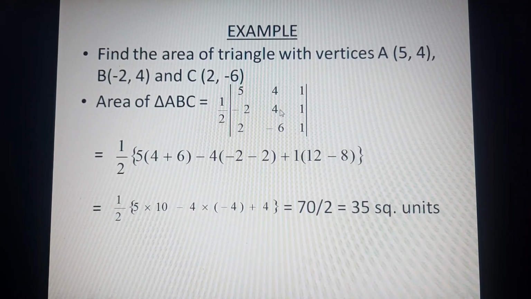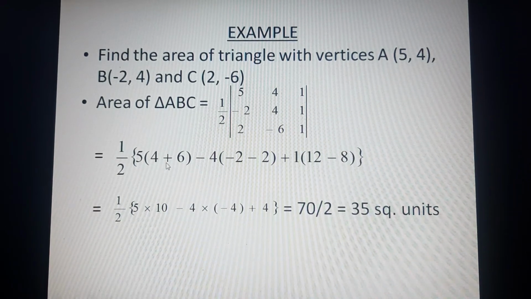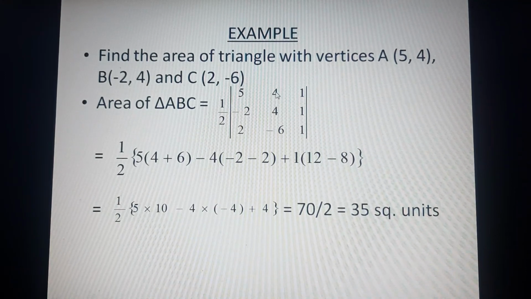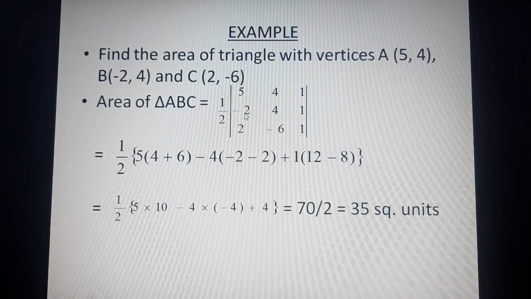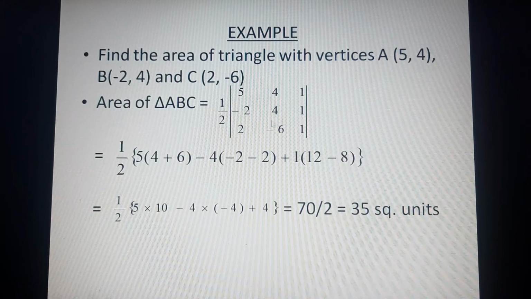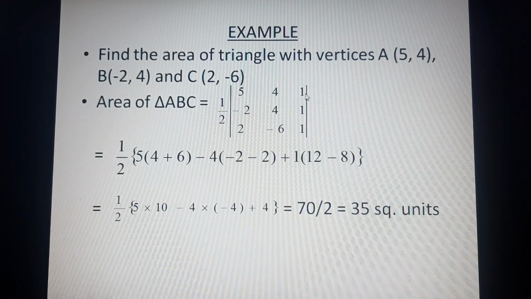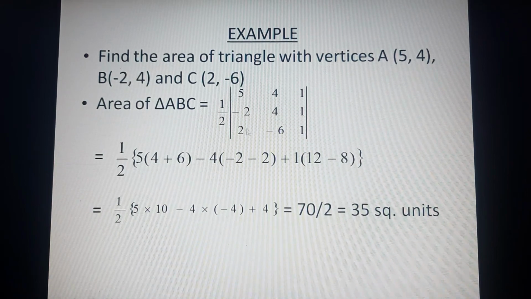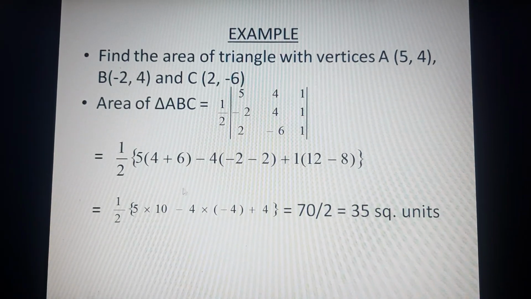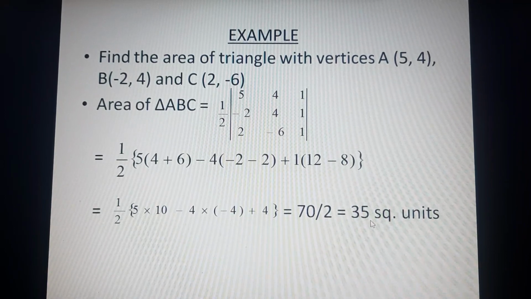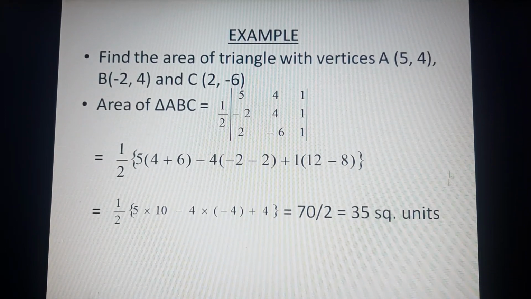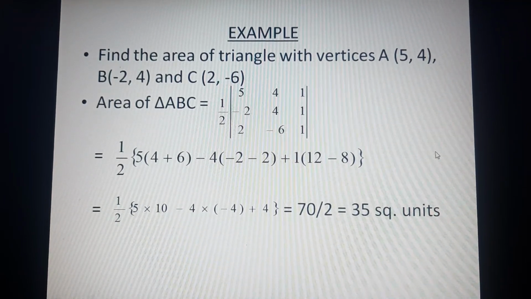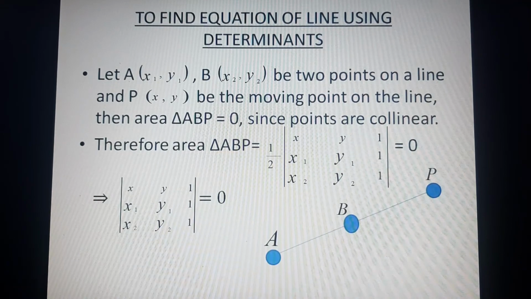5 multiplied by 4 minus minus 6, that is 4 plus 6, then minus 4, I am solving it along the first row, changing the sign, minus 4 into minus 2, that is minus 4 here, then plus 1 into 12 minus 8, minus 2 into minus 6, 12, 12 minus 8, that is 4. So if you solve it, you will get 70 divided by 2, that is 35 square units is the area of the triangle. So it is very simple to find the area of the triangle using determinants. You can practice it with other examples also.